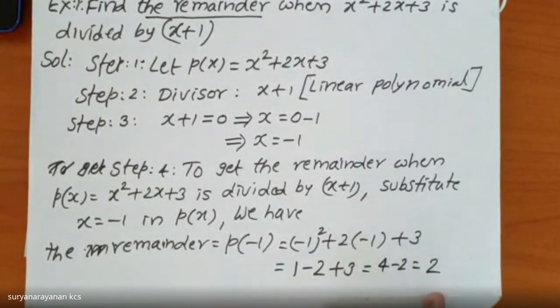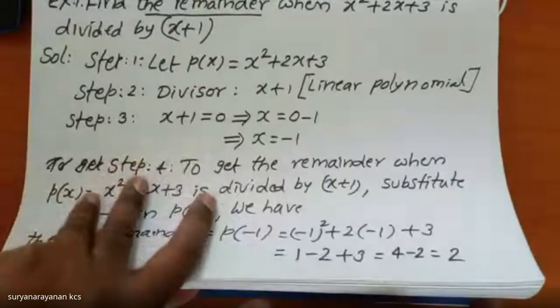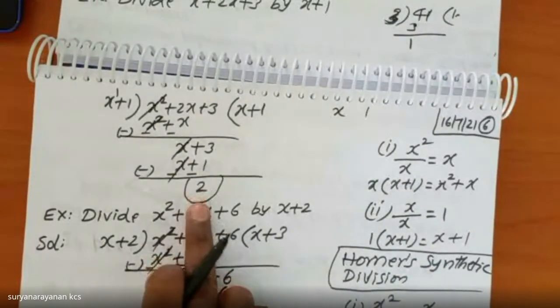2. What is the remainder here? The remainder is 2. If you check this remainder with the previous long division, see here, in this long division, what did you get as the remainder?